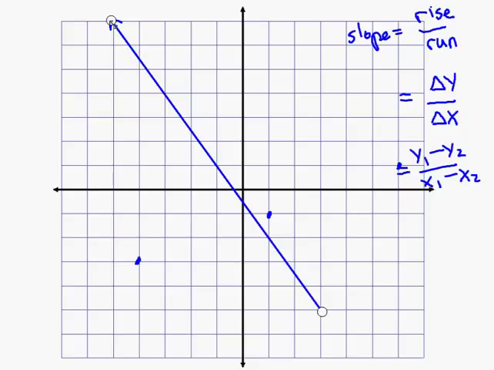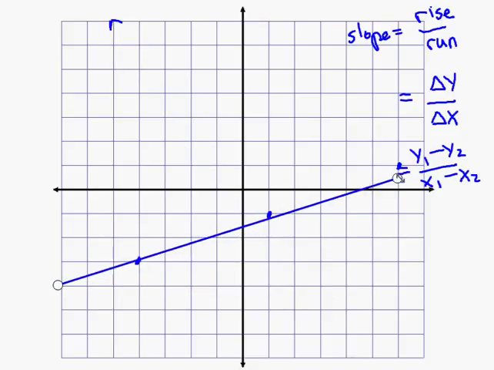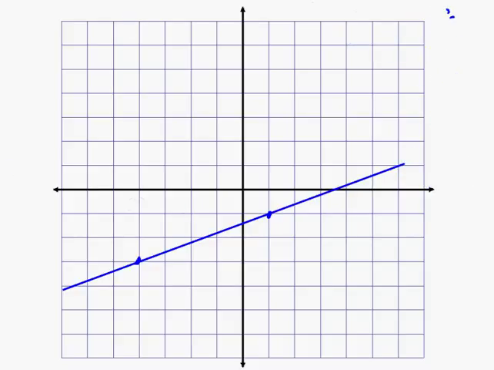Okay, in that case, let's do this line. Get everything out of the way. Let's say I want the slope of this line. Now you watched me count it out, but those are the 2 points I'll use.